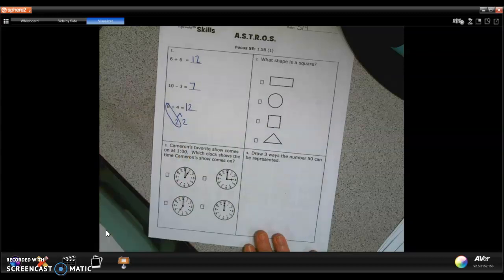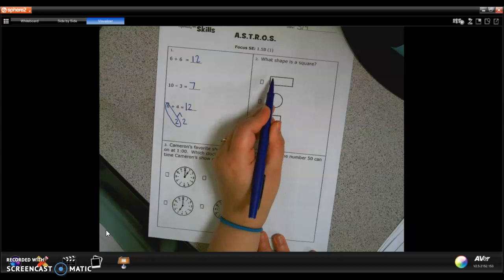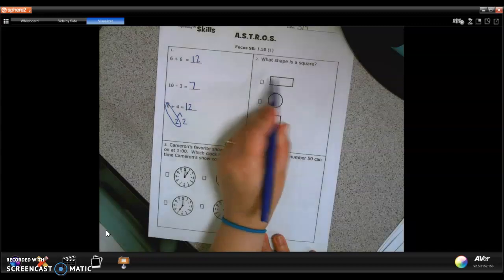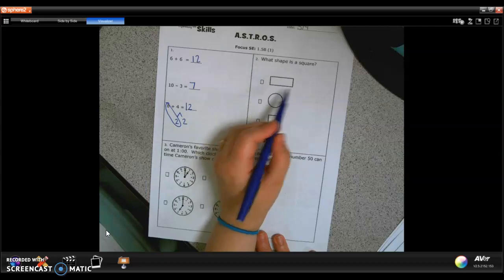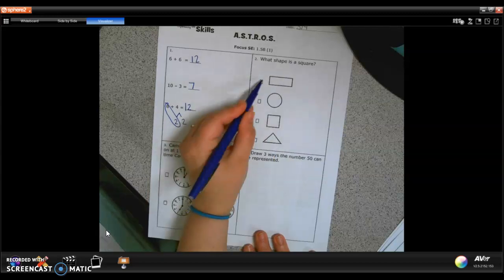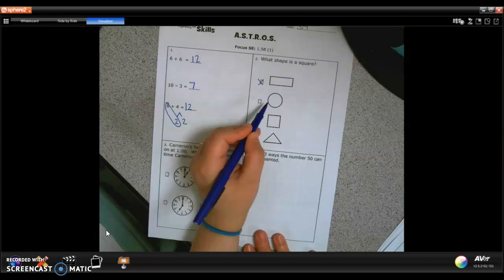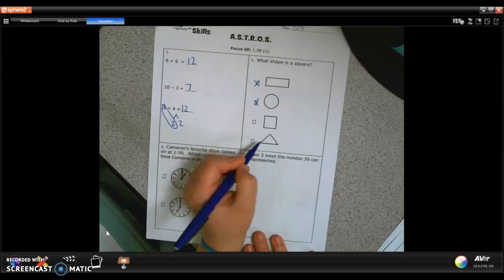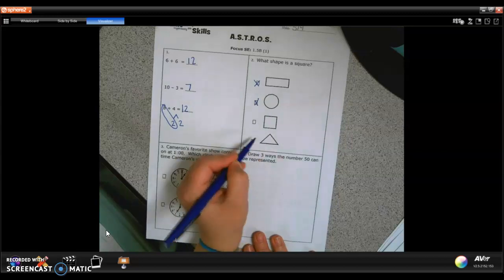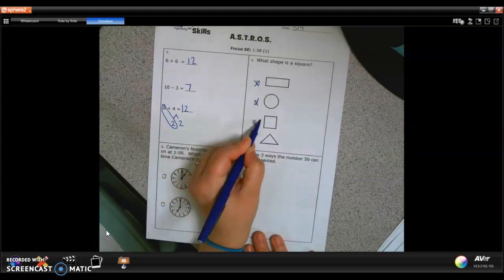What shape is a square? Okay, well, I see this has 4 sides and 4 vertices, but it does not have all sides the same length. So this is not a square. This does not have 4 sides and 4 vertices. This does have 4 sides, 4 vertices, and 4 square corners, and all the sides are the same length. This has 3 sides and 3 vertices, so I know this is the only square.